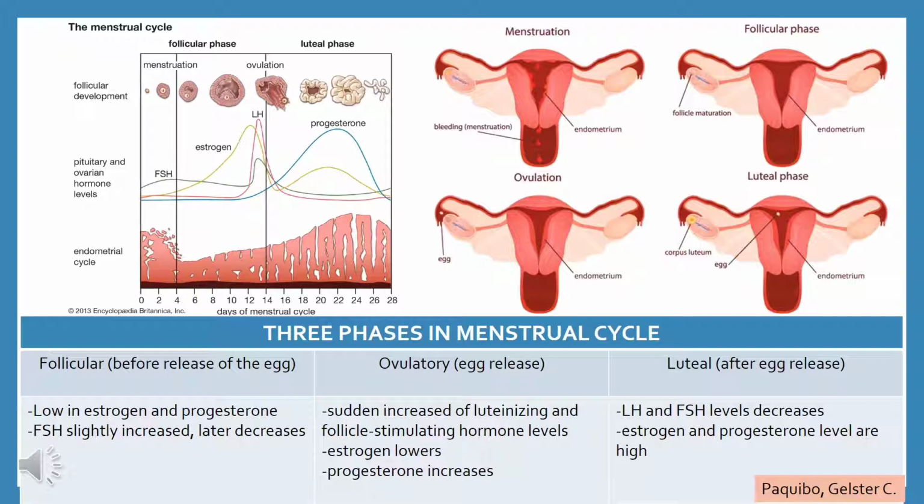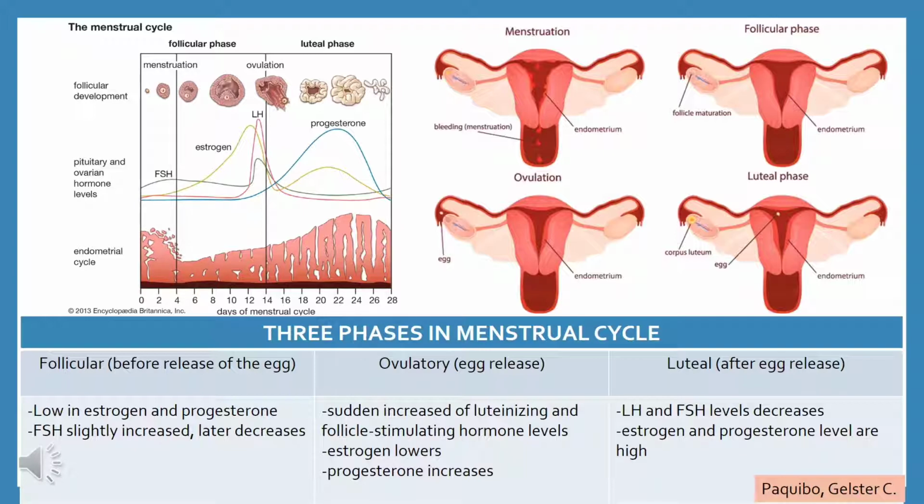About this time, the follicle stimulating hormone level increases slightly, stimulating the development of several follicles in the ovary. Each follicle contains an egg, and later in this phase, as the follicle stimulating hormone level decreases, only one follicle continues to develop, and that follicle produces estrogen.